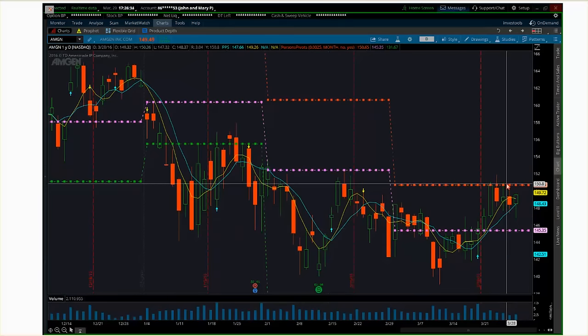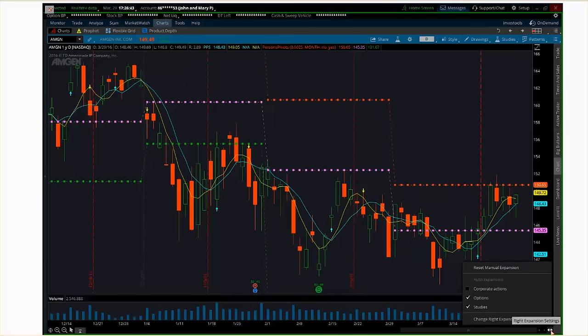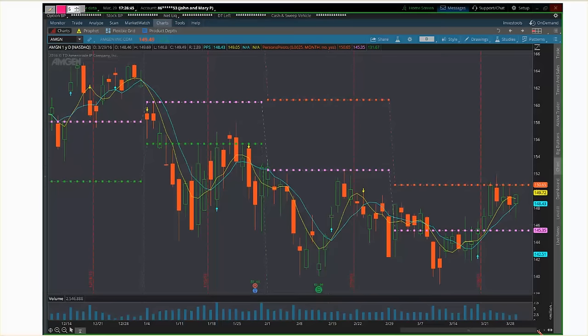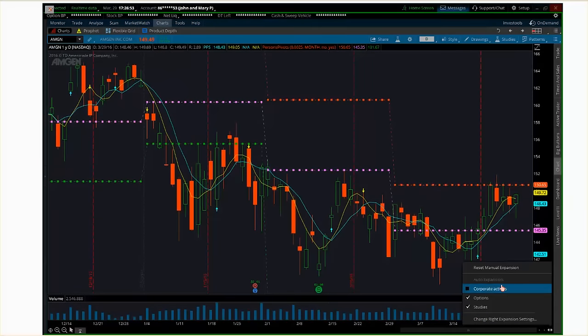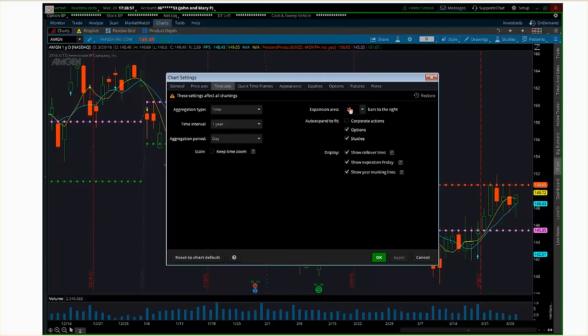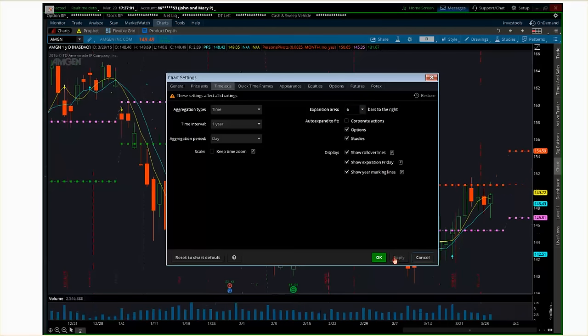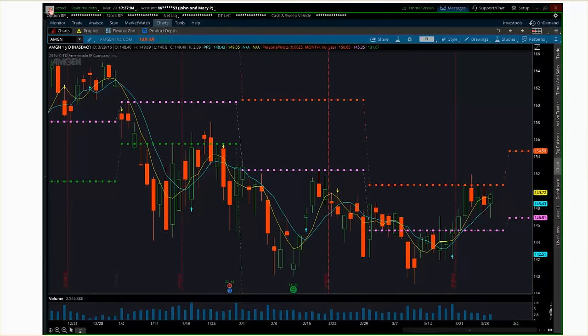Okay. All right. John, we're at monthly pivot resistance. Yes, but the month ends Thursday. So if you want to find out what next month's going to look like, click on the bottom right corner. This is an expression. See that double arrow right here? If you look right there at the bottom, click right there. And let's change the right expression setting. I've got it at 2. Let's go 6 just for the heck of it. I'm going to hit apply and OK.